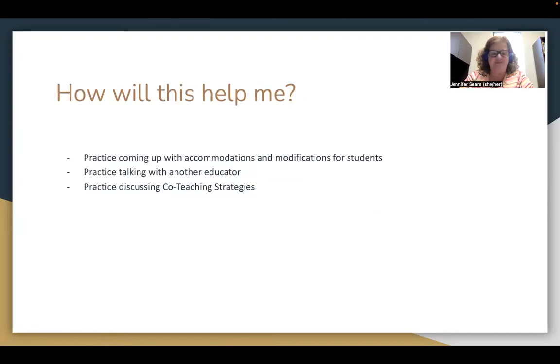How is this going to help you? Well, really, the way that this is going to help you is to practice coming up with accommodations and modifications in advance for a student. When you are a teacher, you want to make sure that when you're going to meet with another teacher, you know what the accommodations and modifications are. You have to come in prepared. So this is your opportunity to do just that.